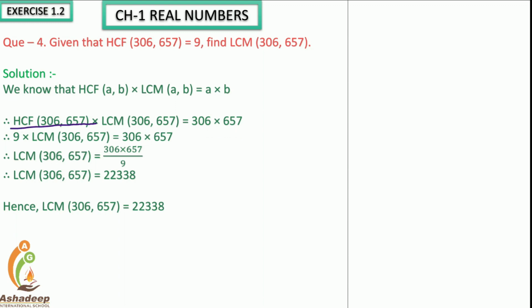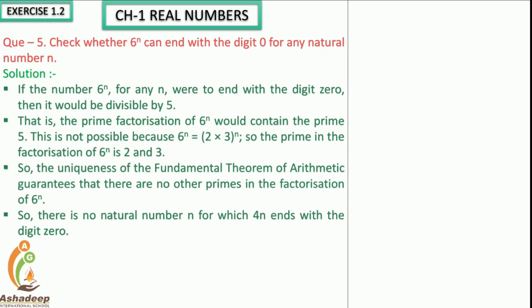So we know the HCF. HCF is already given, and that is 9. So here we put the 9. We need to find out the LCM. Now this 9 from the multiplication goes into the division, right? So now you simply divide it and you will get the 22338. So what is the LCM? So LCM is nothing but the 22338. The sum is that simple. You just remember the formula, put the values, do the simplification, and you will get the answer. Hence, the LCM of 306, 657 is equals to 22338. Okay. Now let's move ahead with the another question, and that is question number 5.